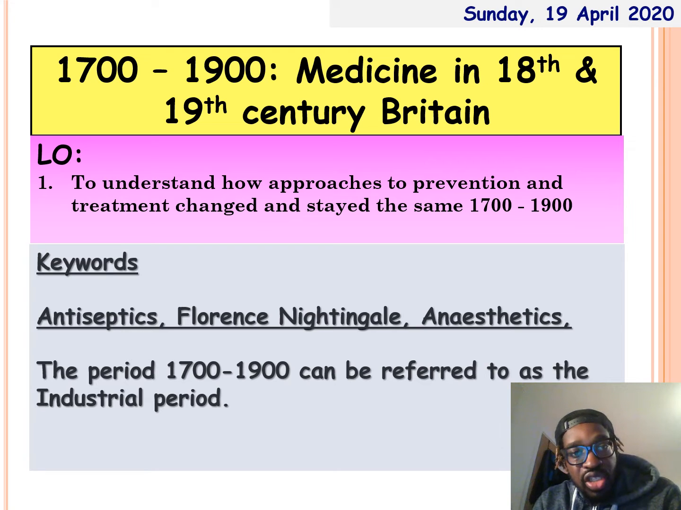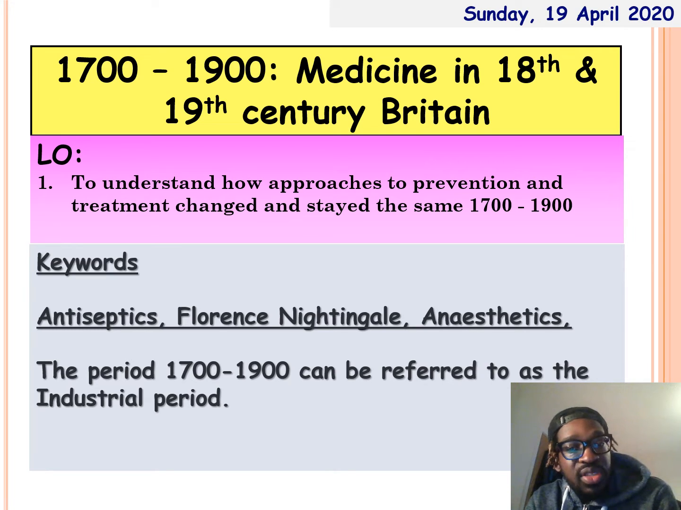So if you've got your books, this is the title that you're going to use. If you haven't got your books, do it on Microsoft Word on a laptop, computer, whatever it might be, or if you haven't got that, do it on paper. But you must keep this work. It's going to become important, obviously, when you're in year 11. So the title says 1700 to 1900, medicine in the 18th and 19th century.